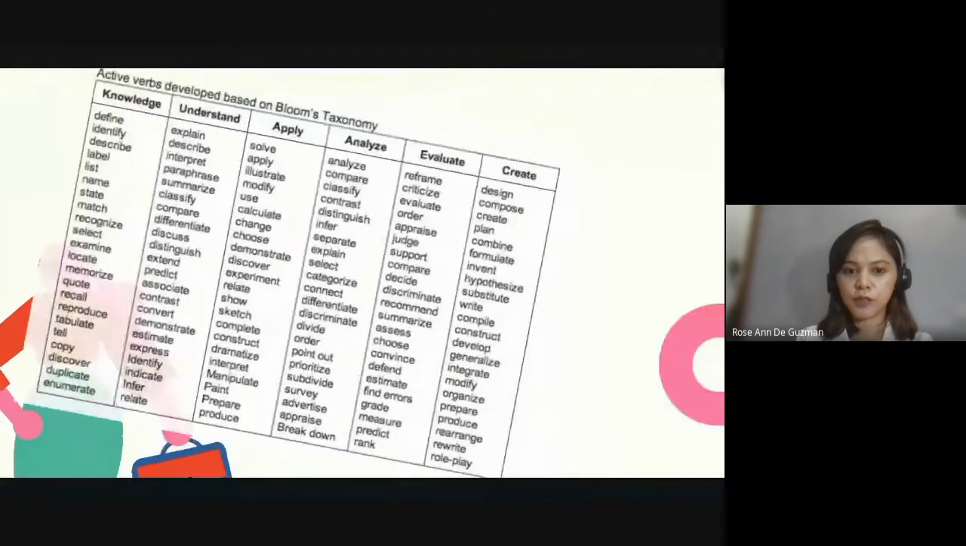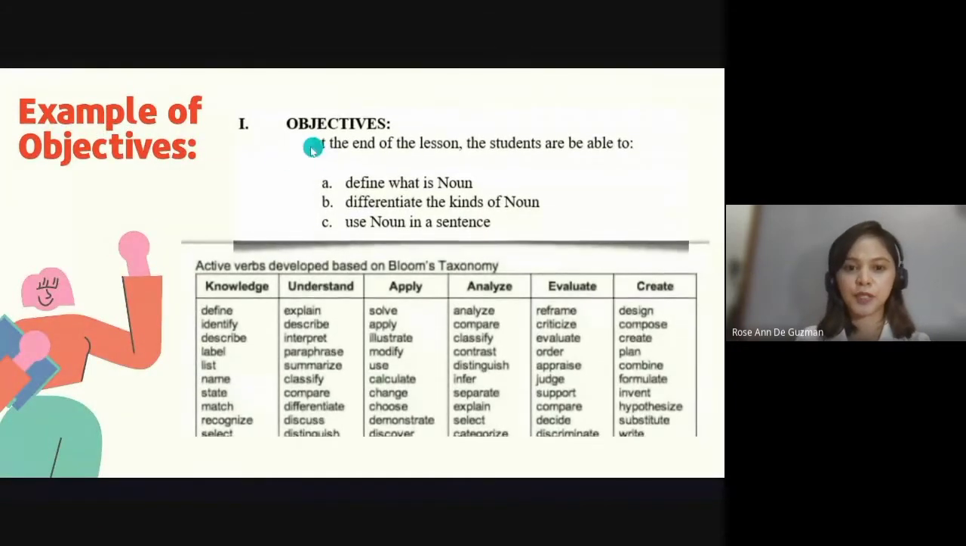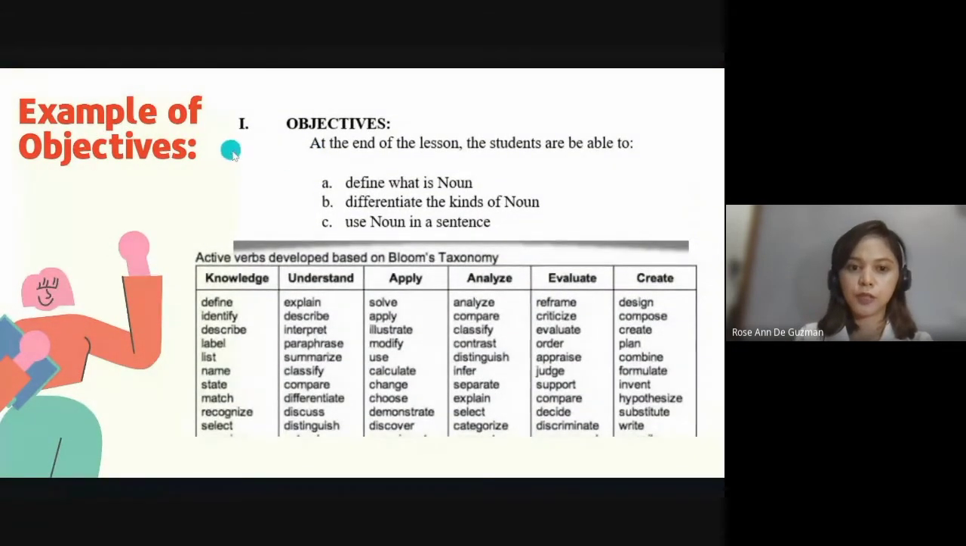So, now let us move on to the example of objectives. So, ito po yung format ng objectives. Roman numeral number 1, and then the word objectives, and then a colon. And at the bottom of that, at the end of the lesson, the students are able to. So ito, format na talaga siya na makikita nyo talaga sa mga lesson plan. So sometimes they are being specific. So paano nagiging specific? Like for example, nilalagay nila, at the end of the 50 minutes lesson or at the end of an hour lesson, so pwede mong ilagay yan kung gusto mo maging specific sa time ng lesson mo.